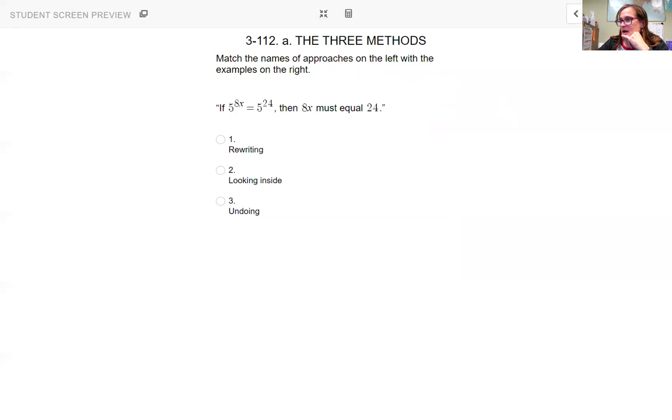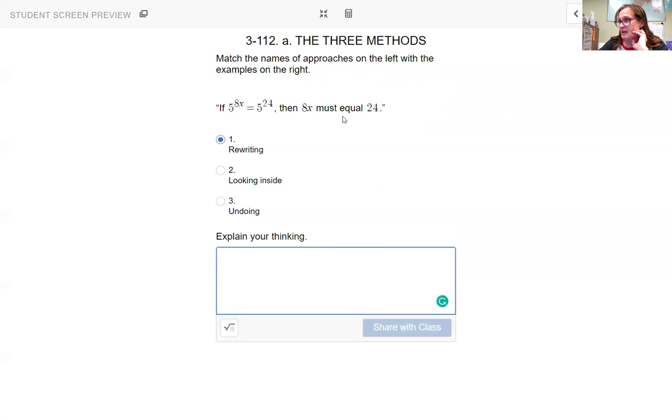Okay. And then after you pick one, then you need to explain why. So let's say it's rewriting. So instead of having the 5, they're just going to have the 8x equals 24. Okay. So rewriting because, and then just explain it to yourself. You could say because that's how that will simplify it, or you can say that's just writing down the powers. However you want to explain it to yourself.